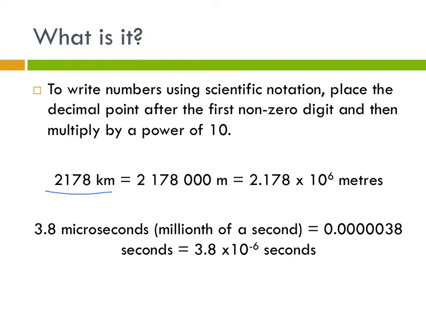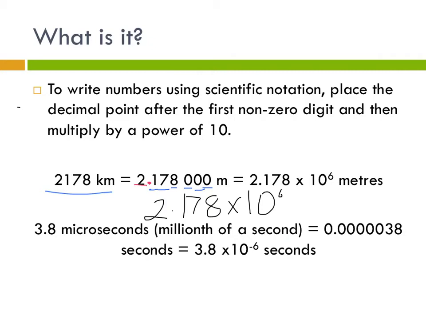I'm placing the decimal point after the first non-zero digit. My first non-zero digit is here, and I'm placing my decimal point there. Now I need to count how many digits I have after that decimal point: 1, 2, 3, 4, 5, 6. So there's 6, and my answer becomes 2.178 times 10 to the 6th, because I place my decimal point after the first non-zero digit.